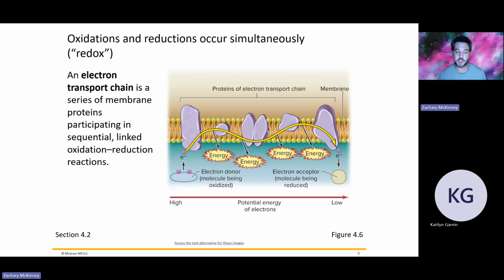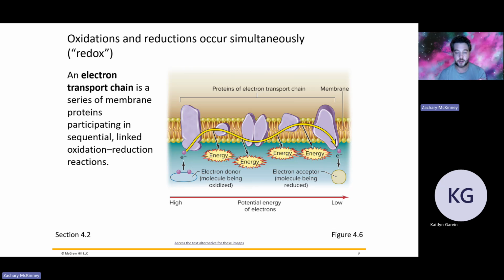Each of these proteins is part of what we call an electron transport chain, an ETC. You start with a molecule that has some electrons that it's ready to donate, ready to get rid of. These molecules are very electronegative, and each one is slightly more electronegative than the last. So this molecule is ready to get rid of its electrons. It's happy to be oxidized, happy to donate. Oxidation is losing electrons.